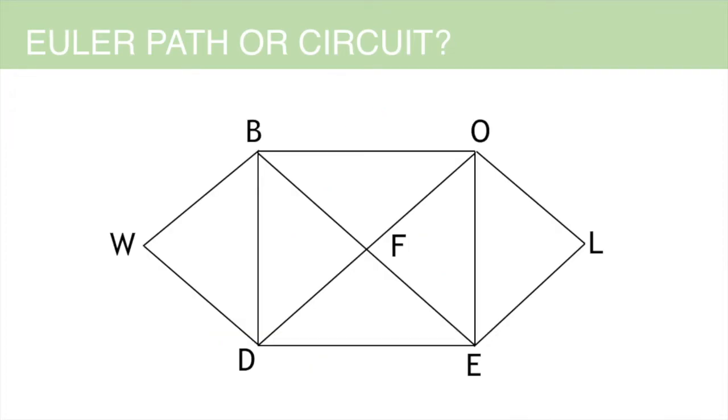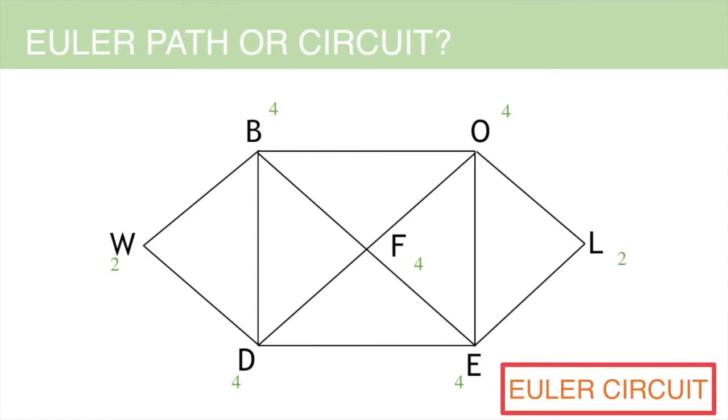Here's another example. W has 2 degrees, B has 4 degrees, O has 4 degrees, L has 2 degrees, F has 4 degrees, E has 4 degrees, and D has 4 degrees. Since all degrees are even, this means that the graph has an Euler circuit. Now, let's find an Euler circuit.